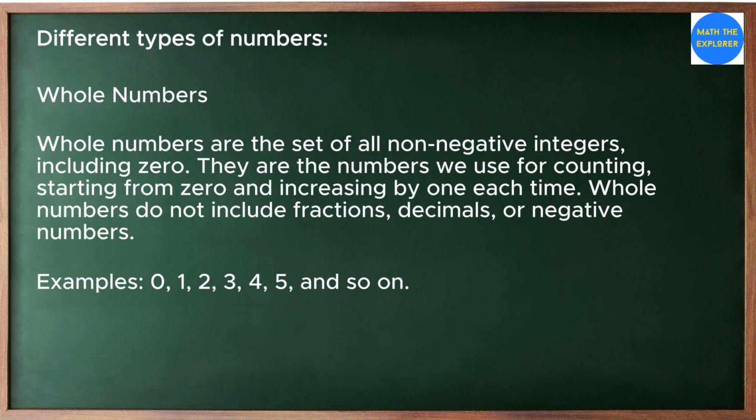Different types of numbers. Number 1 in our list is whole numbers. Whole numbers are the set of all non-negative integers, including 0. They are the numbers we use for counting, starting from 0 and increasing by 1 each time. Whole numbers do not include fractions, decimals, or negative numbers. Examples: 0, 1, 2, 3, 4, 5, and so on.